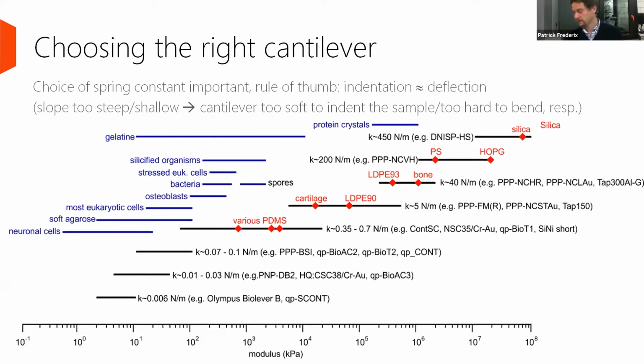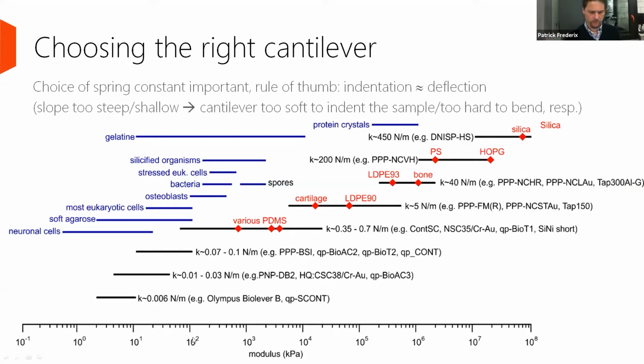A question that often comes up when we talk with customers is, what cantilever should I take? And the choice of spring constant is very important. As a rule of thumb, the indentation should be approximately the deflection. If you know what kind of sample you have, here in blue are some examples for biological samples. In red and black are some material science samples.